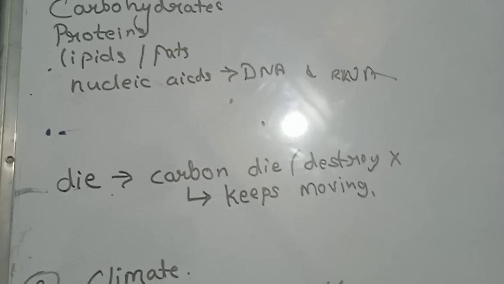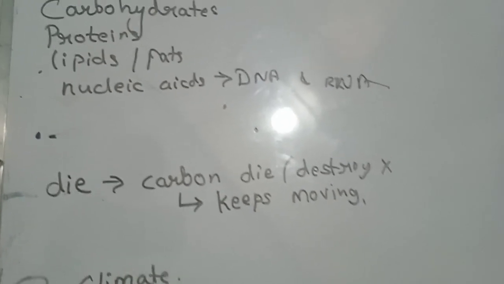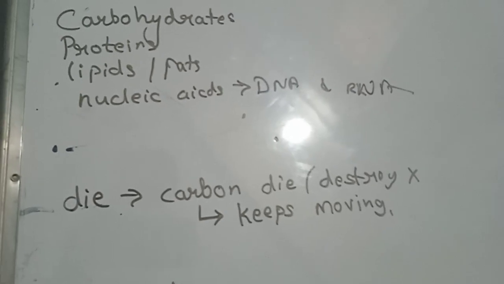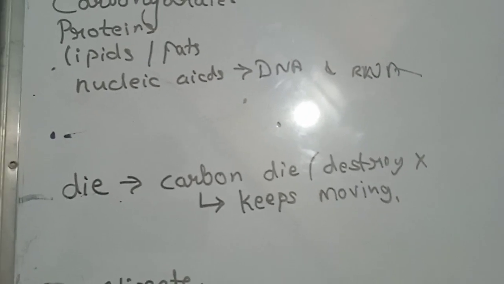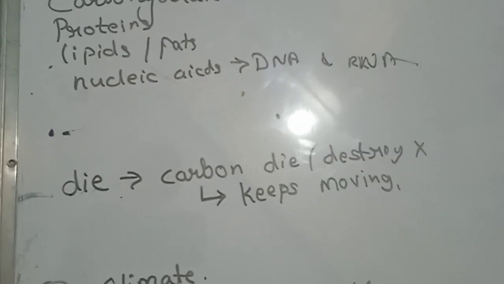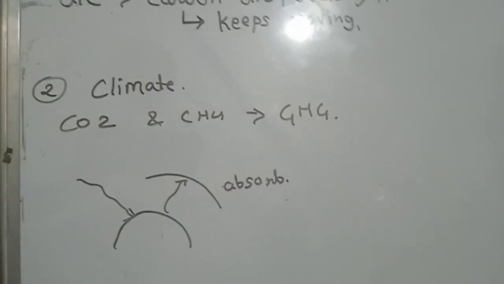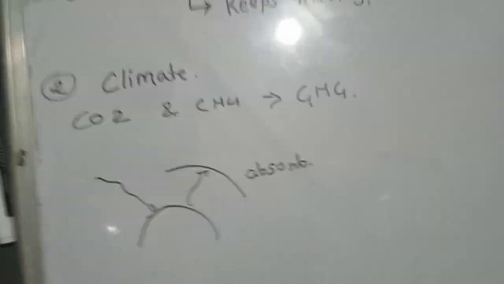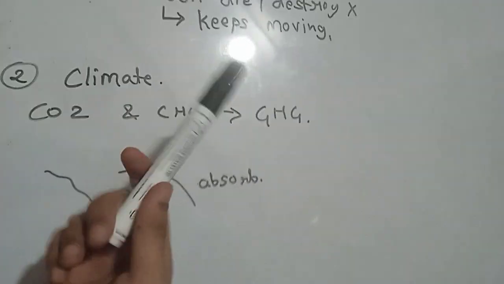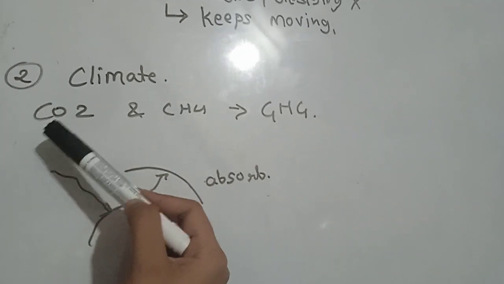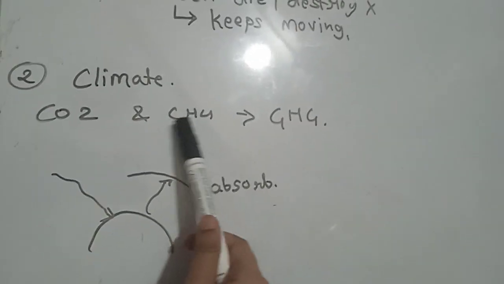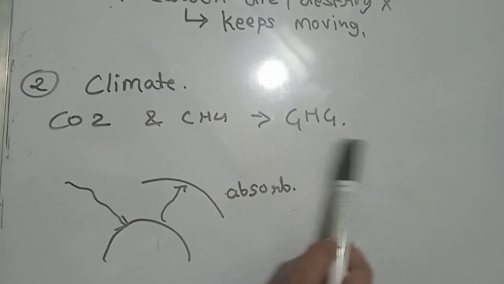It keeps moving and it can change its form. Sometimes it can be in the atmosphere as a gas. Sometimes it can be dissolved in the water in the ocean. But it never dies or is destroyed. Now, the second main importance of carbon is related to climate. We already know that the gases that contain carbon, like carbon dioxide, carbon monoxide, and CH4, that is methane, they all are greenhouse gases.